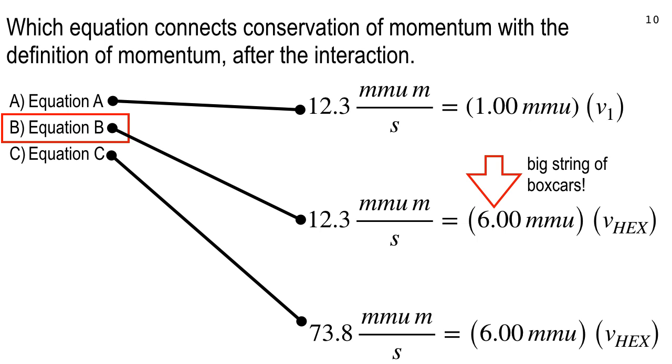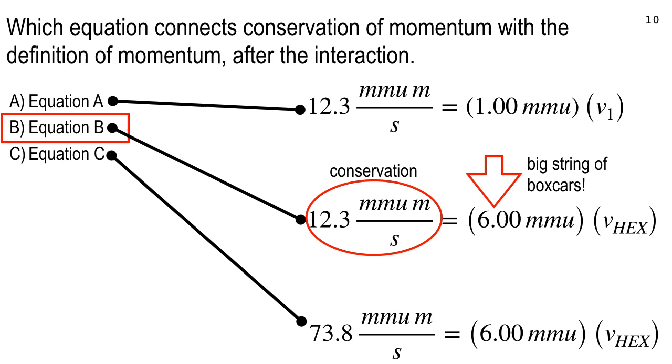Instead of 140,000 kilograms, you got six MMUs. And then over here, you have the original amount of momentum. Now, equation C is tempting. Equation C, there's your big string of box cars, but this, no. That's multiplying the initial momentum times six. You don't do that. You just copy ditto marks for the initial and the final momentum. So that's always going to be 12.3 on the left in this particular case.